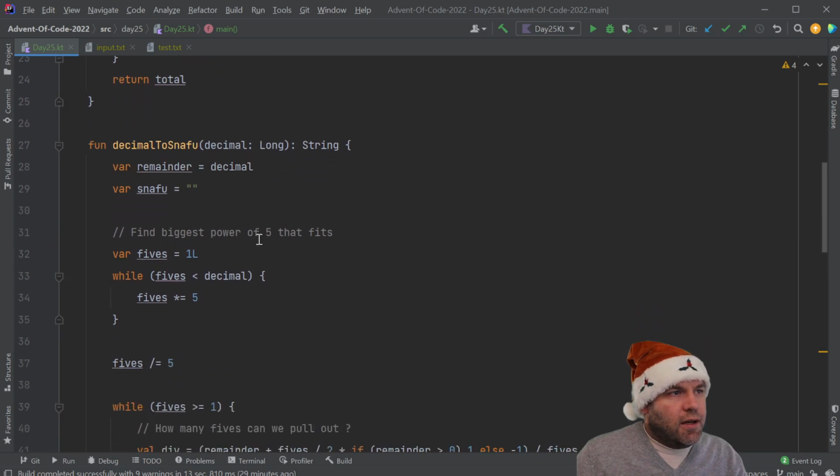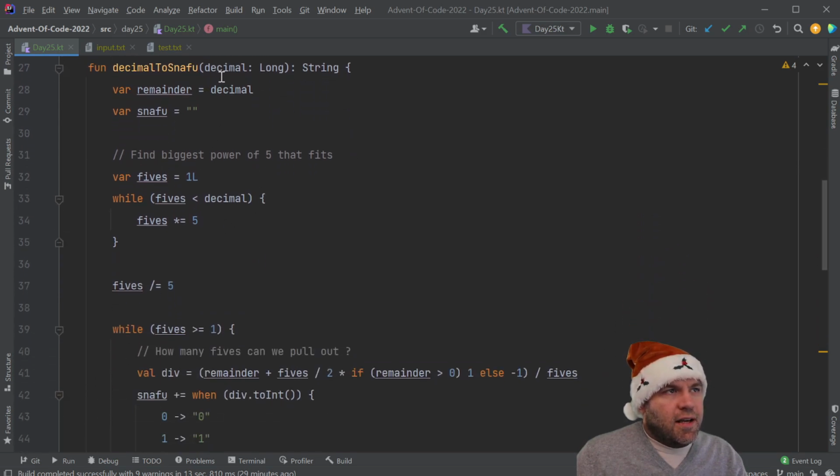The second part is the decimal to SNAFU number. So we're going to take in the decimal, which is a long, and we're going to return a string. So opposite before, obviously. And then basically what I'm going to do is I have a remainder that's decimal. So normally, if you're going to convert from base X to base Y, you basically just take the Y's out of it, and then you subtract, and then you take the next lowest Y's out of it, and you subtract. The only reason we can't do it exactly the same here is because we have the ability to have negative numbers inside of the representation.